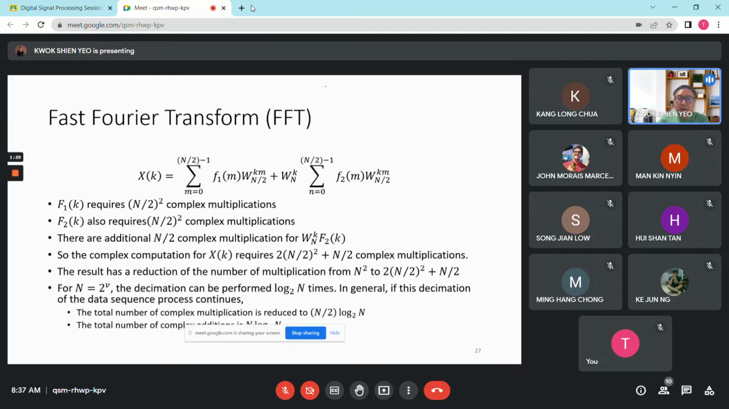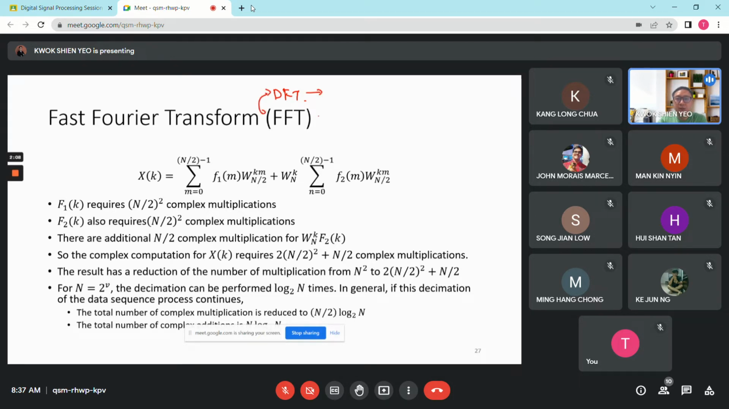FFT is actually similar to DFT. It's just that in the FFT we exploit the symmetricity of the DFT and also the periodicity of the DFT, and we found that there's a lot of values and processes that can be duplicated without recalculating.